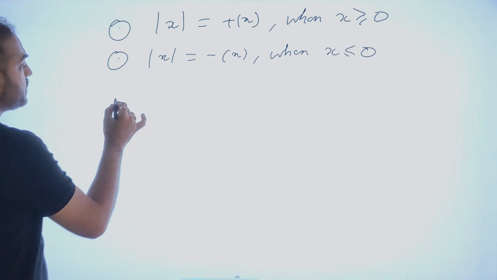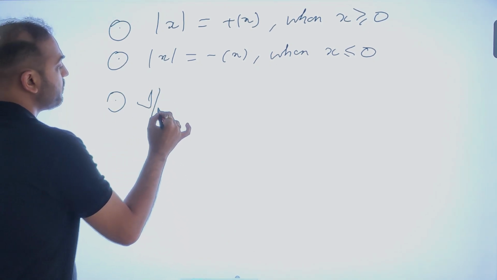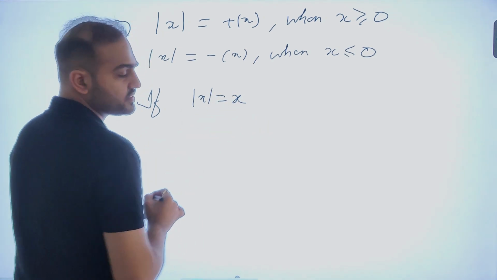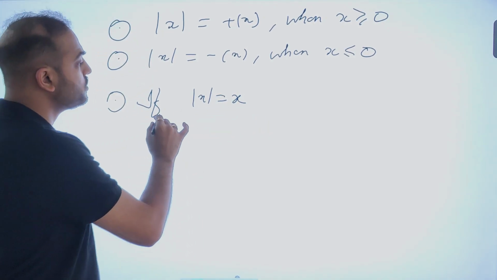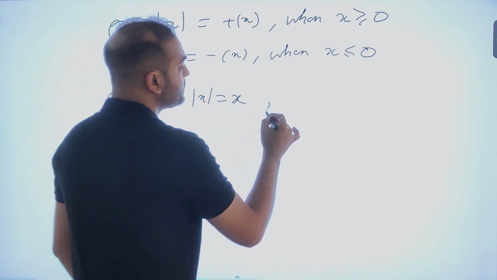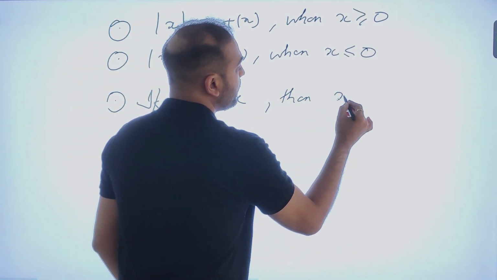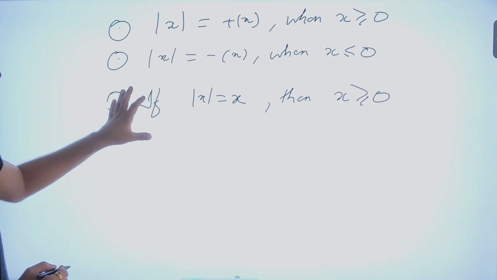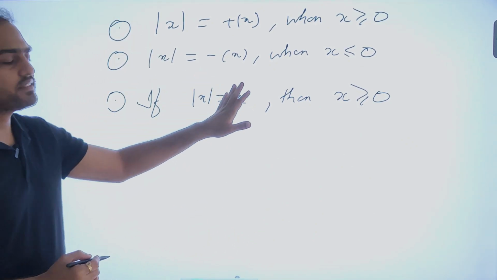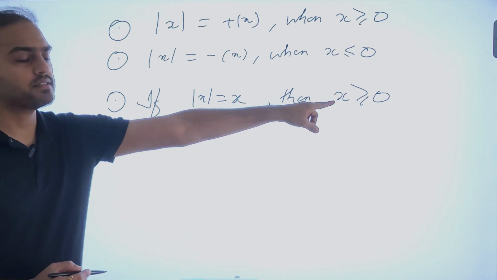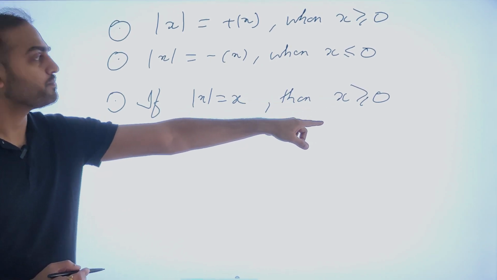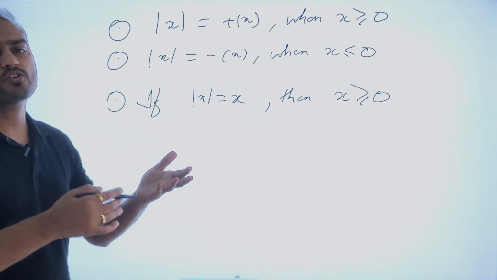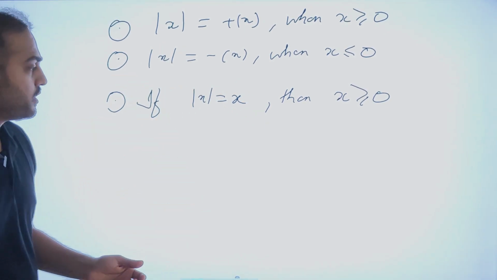Another important point: if I already know that modulus x is equal to x, then I can say x is greater than or equal to 0. Because for positive numbers, whether you write modulus or you don't write, the answer is the same.